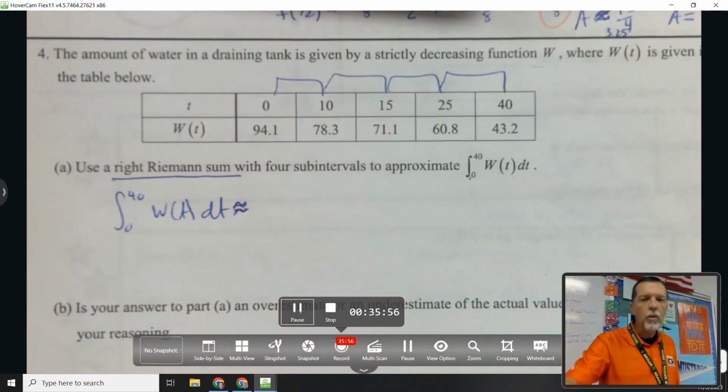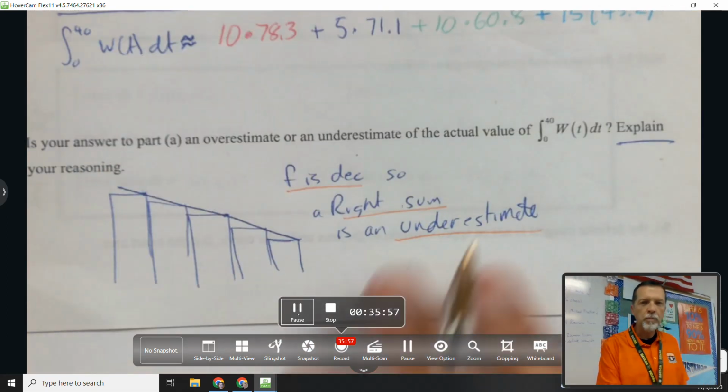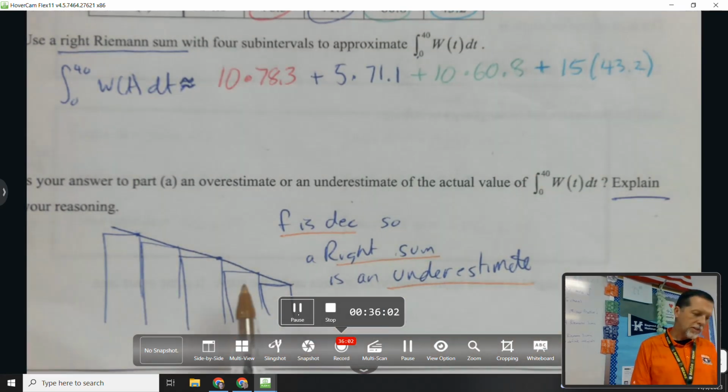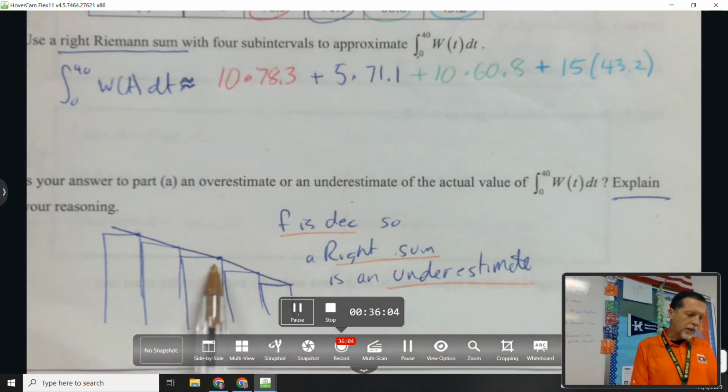Why don't you try that one? There's the right rectangles. If you're decreasing and coming from the right, you're always under the curve, so underestimate.